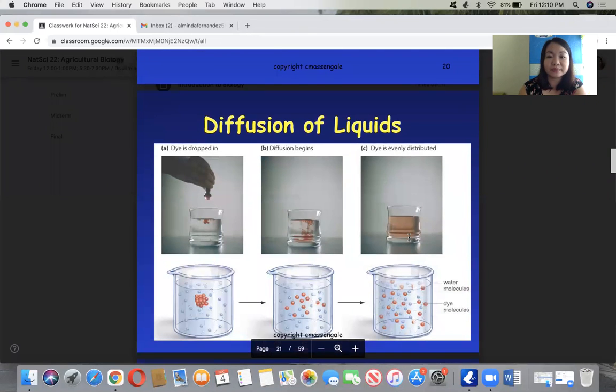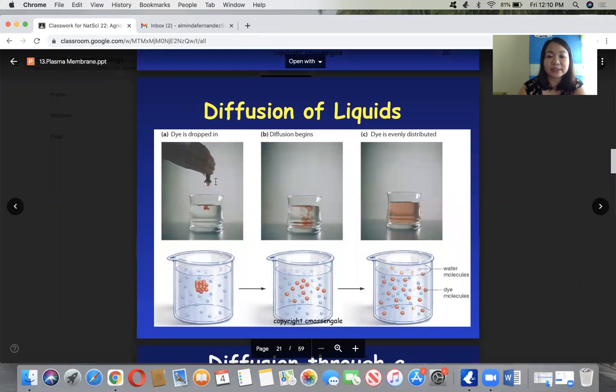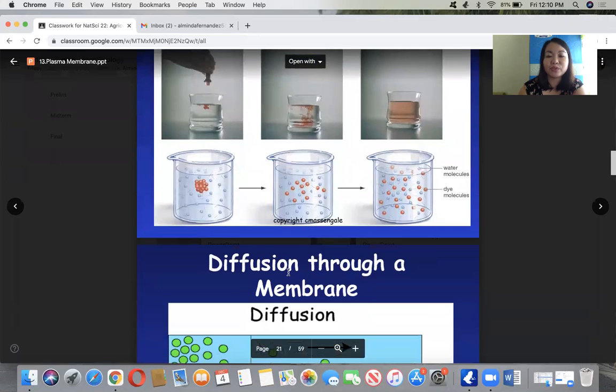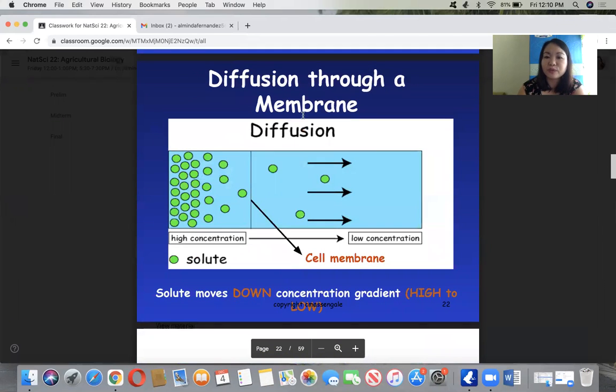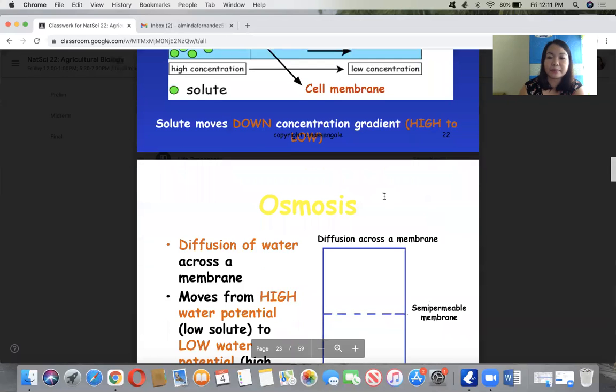That's diffusion. So for the diffusion of liquids, such as this, dye is dropped in water and diffusion begins, and the dye is evenly distributed with the water molecules. So that's a simple example of the diffusion of liquids. So the diffusion through a membrane, the solute moves down the concentration gradient from high to low concentration. So from high concentration, the solute moves to lower concentration inside the cell membrane.